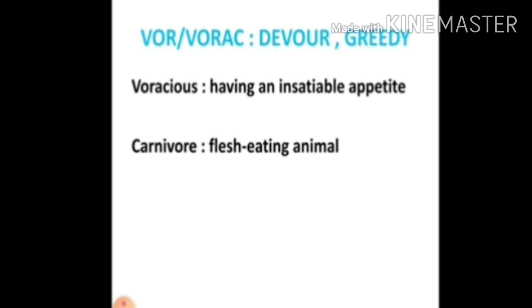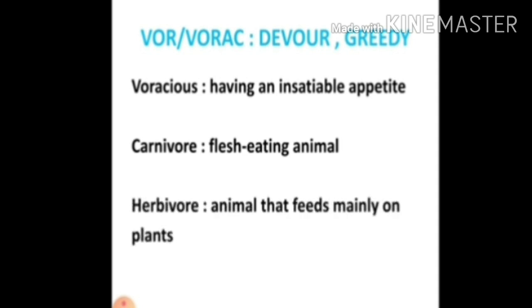And the next word is herbivorous. So a herbivore is an animal that feeds mainly on plants. So vegetarian people can be called herbivores. Okay, and there are people who are omnivores. They eat everything. They eat meat, and of course they also eat vegetables. So such people are known as omnivores. Omni means all, right? God is omnipresent, omniscient, right? We say. Fine.